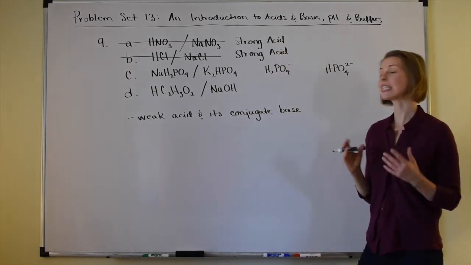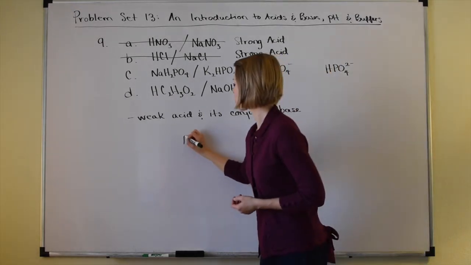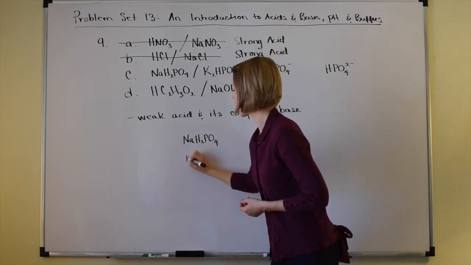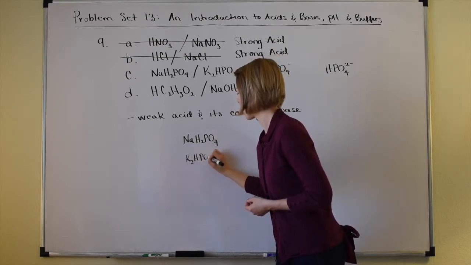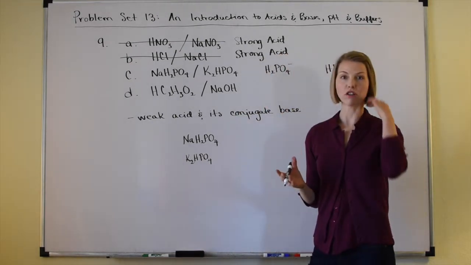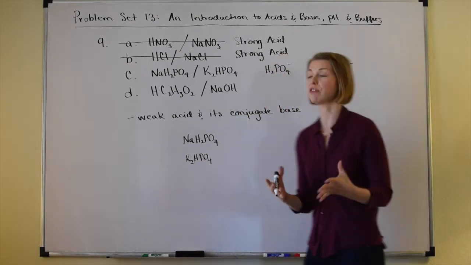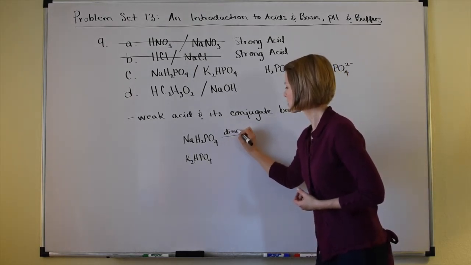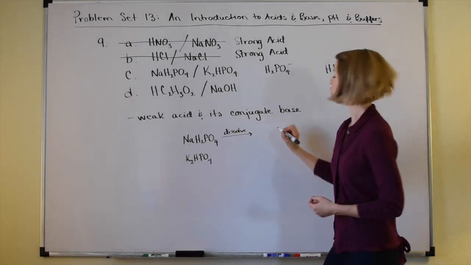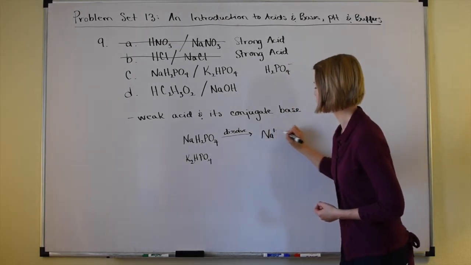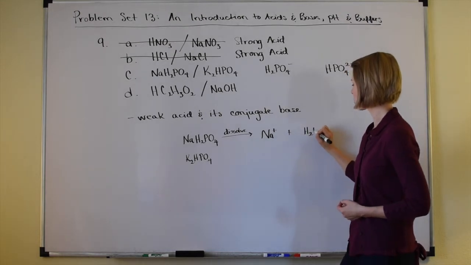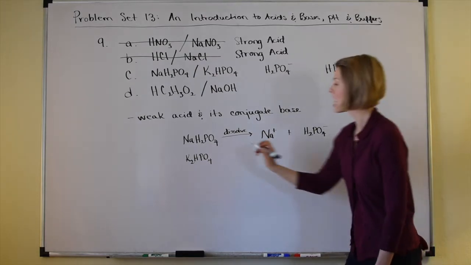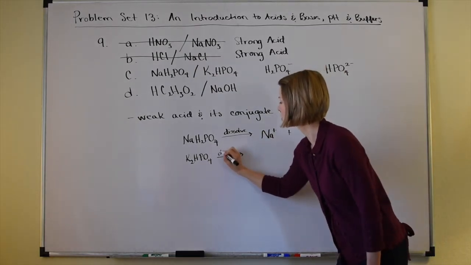All right, so let's look at C in a little more detail. So sodium dihydrogen phosphate and potassium hydrogen phosphate are both soluble salts. You can look up their solubility and convince yourself of that if you need to. So they will dissolve in an aqueous solution to release the cations, in this case sodium, and the anions, in this case the dihydrogen phosphate anions. Same thing here. It's a soluble salt.